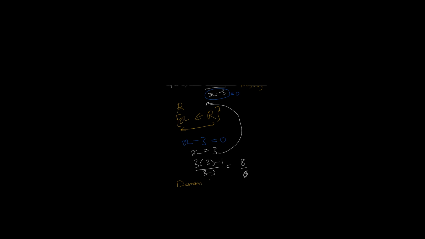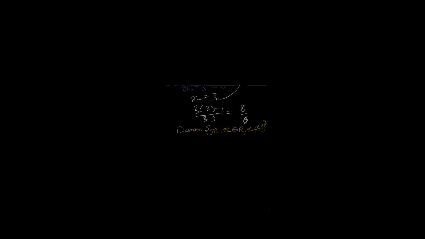The domain is now written as x such that x is a member of all real numbers, but x is not equal to 3. Simple. Let's take another question and see our understanding of the subject.